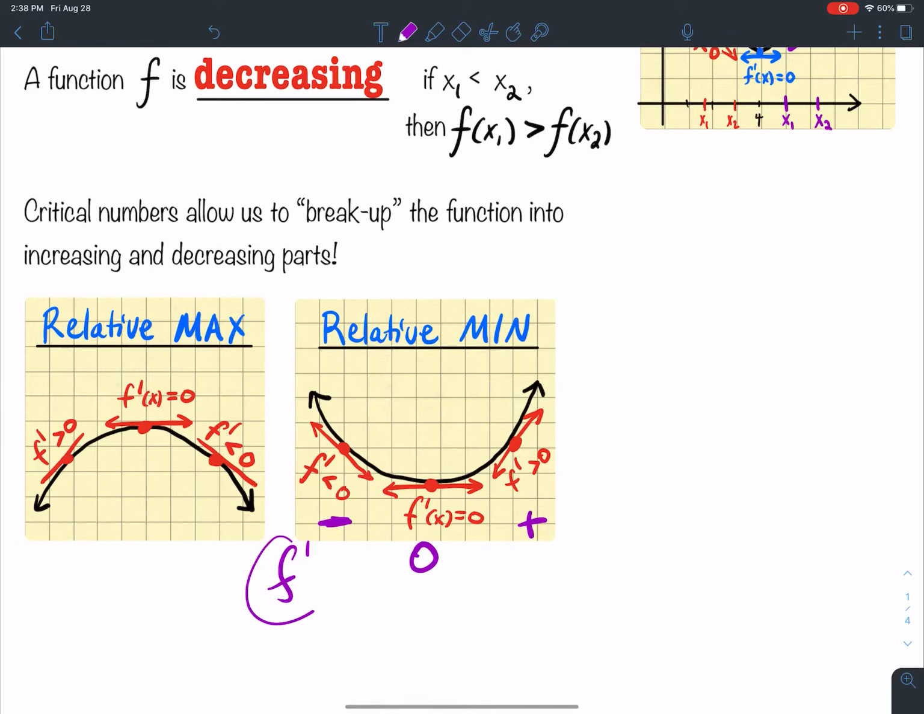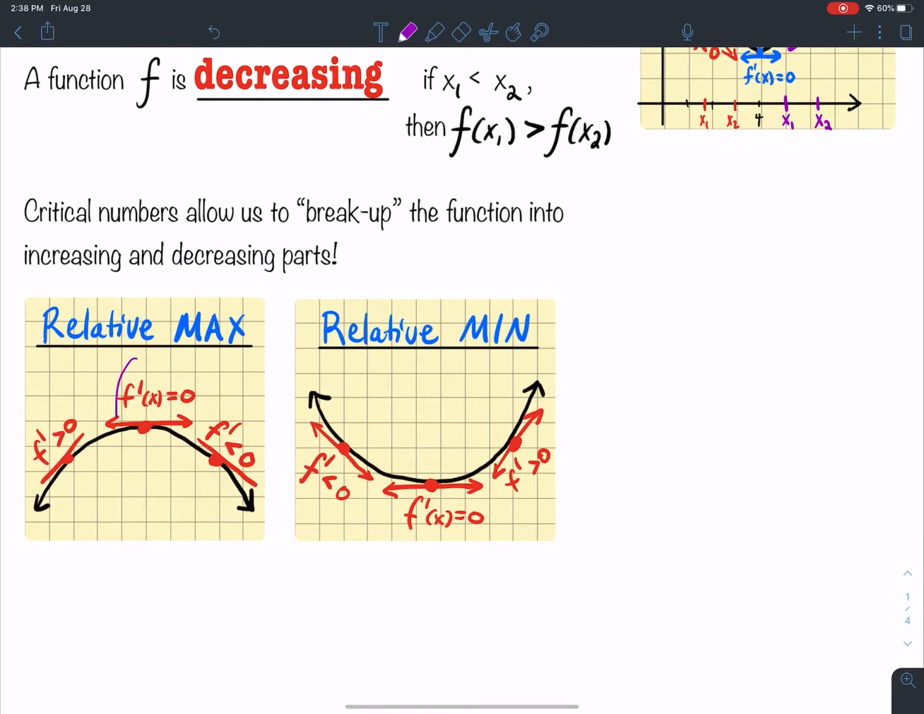So if I see a scenario where, whenever I plug the numbers in, I get an output for a derivative that's negative, then I get an output for 0, then I get an output for positive here, then that's a great indication that I have a relative min there, okay?